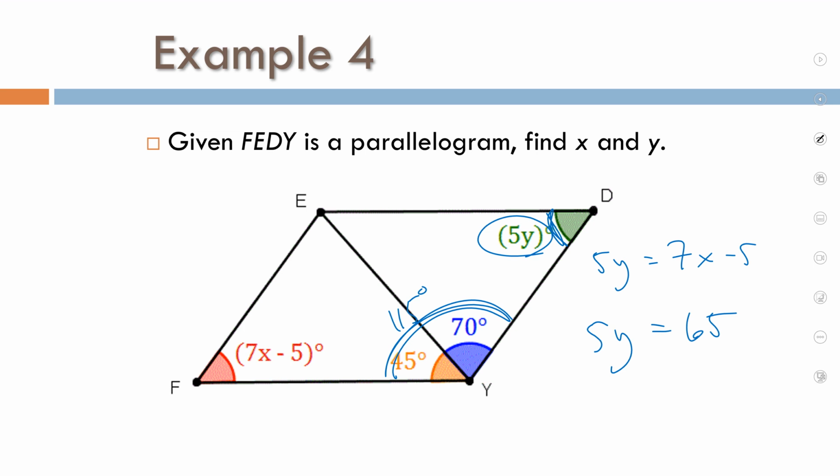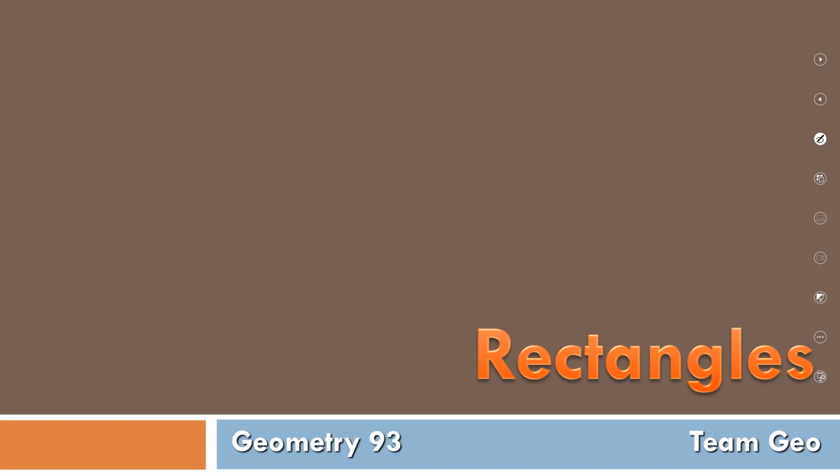Good. Now all of a sudden you can solve for y. Now all of a sudden you can solve for x. You're done. Okay. This by itself is not a solvable situation. Again, remember the rules. 2 variables, 2 equations. Oh, look, I have 2 equations. Life is great. Let's move on to rectangles.